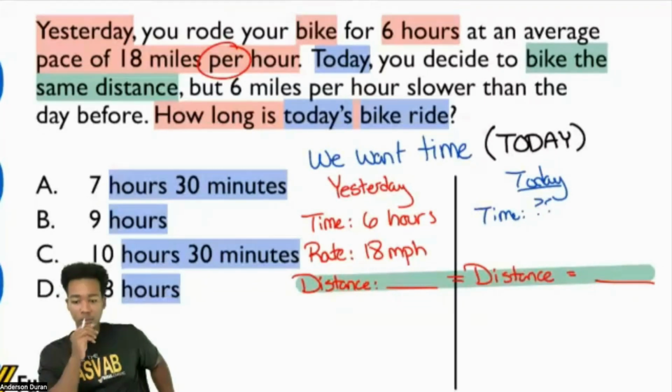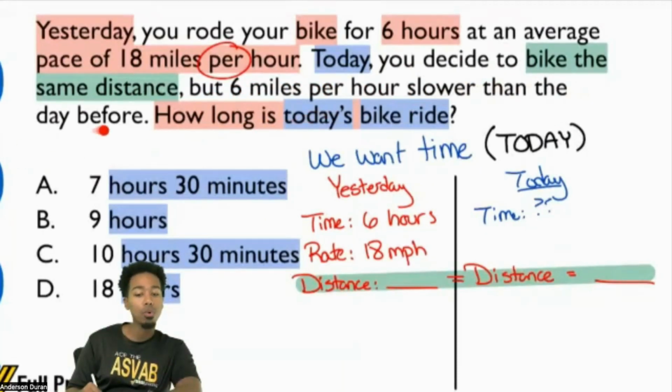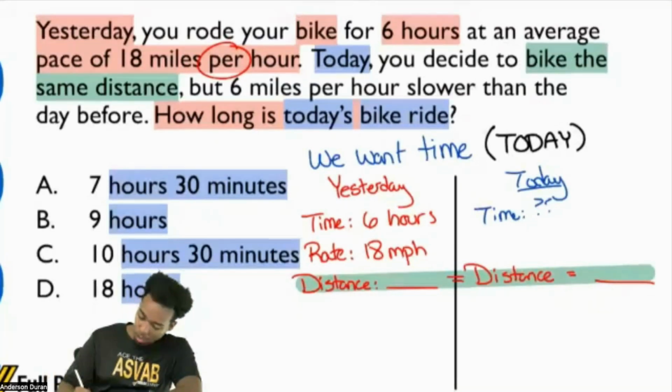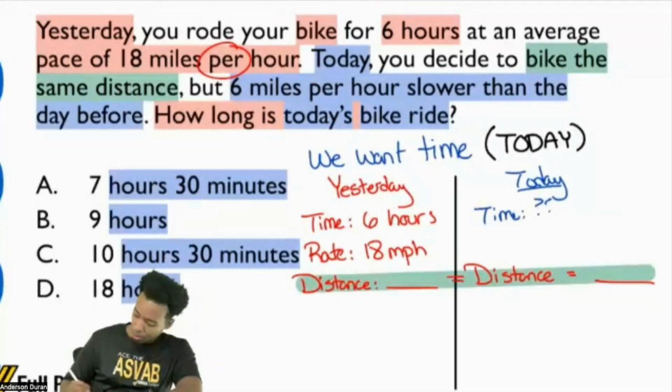Okay, cool. Now let's see what else we got. Oh, here it says, today you bike the same distance, but 6 miles per hour slower than the day before, or 6 miles per hour slower than yesterday. So everybody, is it true that the rate for today should be 6 miles per hour? Is that true?